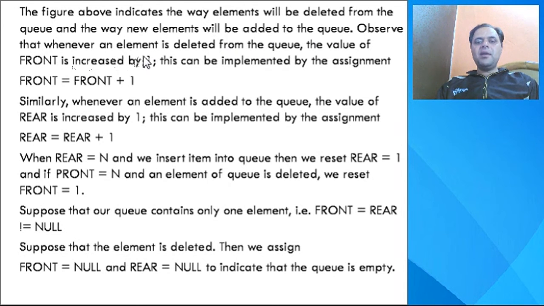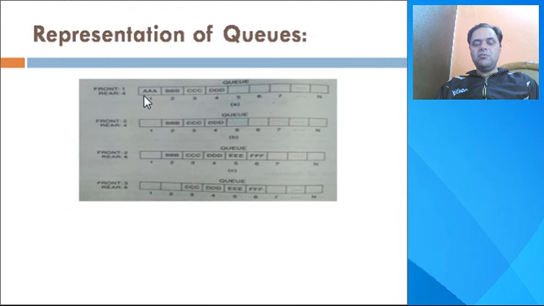Observe that whenever an element is deleted from the queue, the value of front is increased by 1. This can be implemented by assigning front equal to front plus 1. So when a value is deleted from a queue, the value of front is increased by 1. Here the value of front is 1. So AAA is deleted, and the value of front becomes 2.